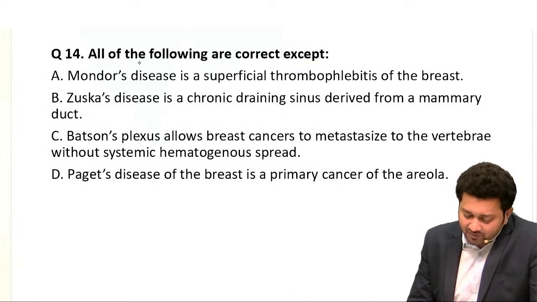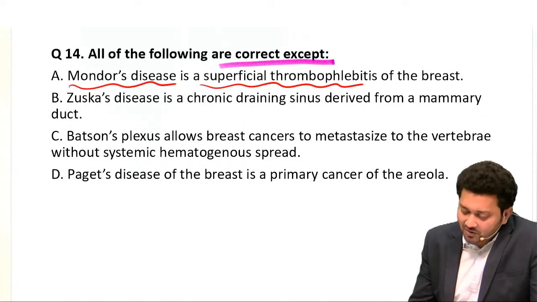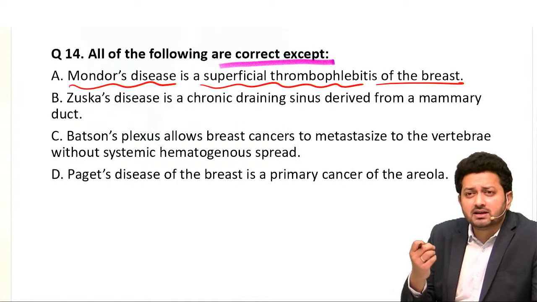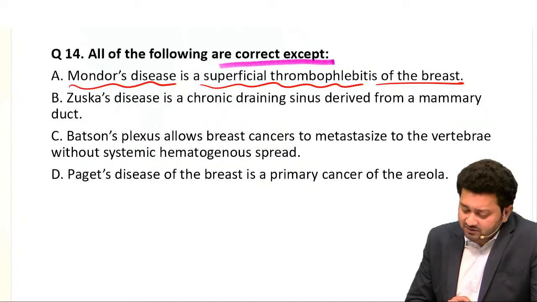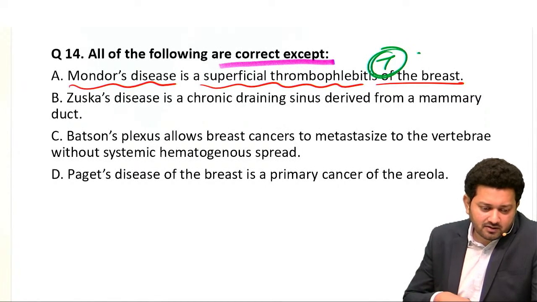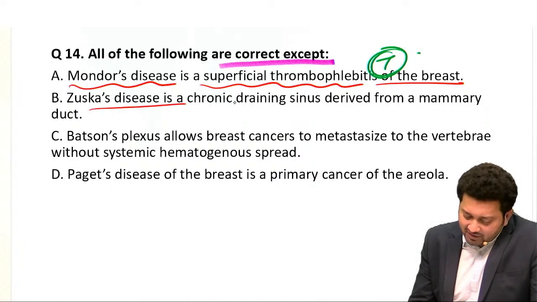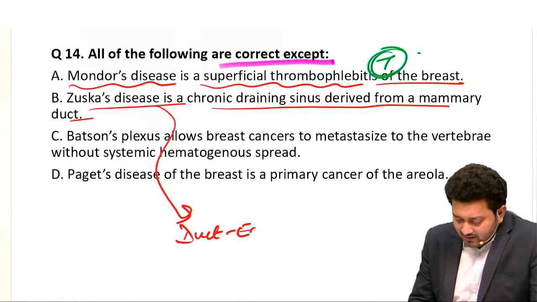Second last question. All of the following are correct except: Mondor's disease is a superficial thrombophlebitis of breast. This is correct. Mondor's disease is when there is a tender cord-like structure, superficial thrombophlebitis. So true statement. Zuska disease is a chronic draining sinus from the mammary duct. This is also correct. This is duct ectasia.